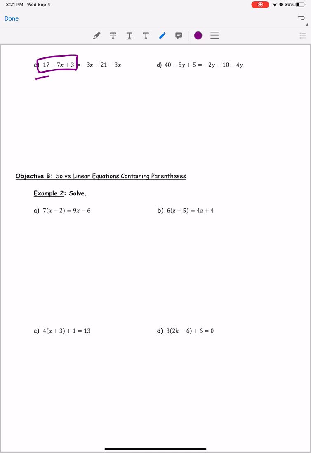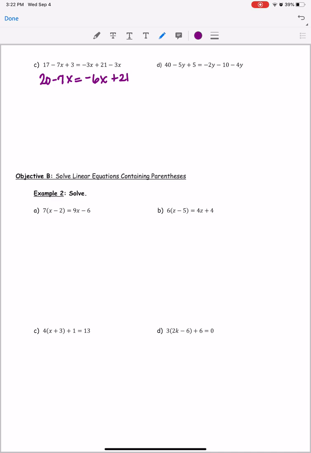Yeah, we can combine that 17 and that 3. So 17 plus 3 gives me 20. Bring down your minus 7x equals, look at this side. Is there anything on this side I can combine? Yes. We can combine a negative 3x and a negative 3x. So negative 3 minus 3, same sign, add and keep the sign. We get negative 6x. And then bring down your plus 21.